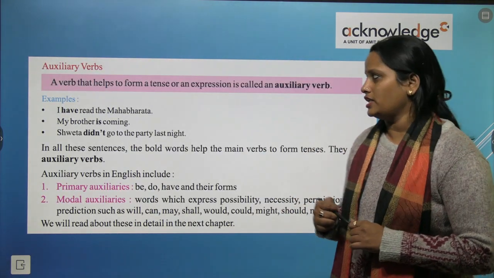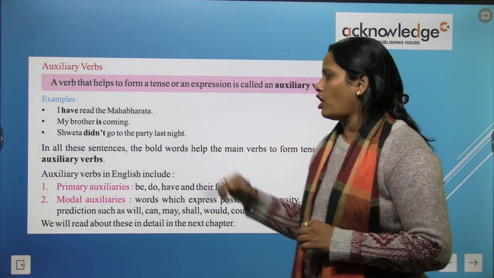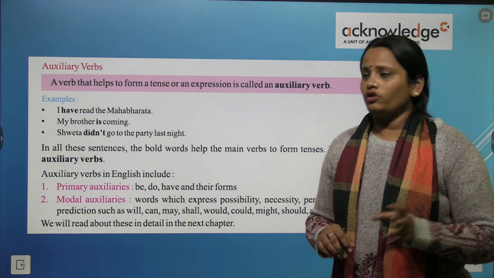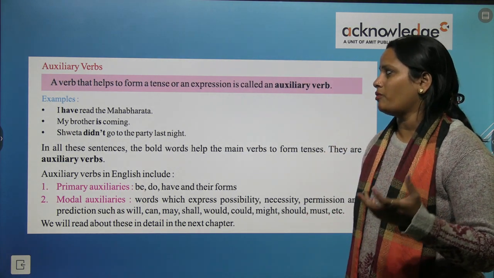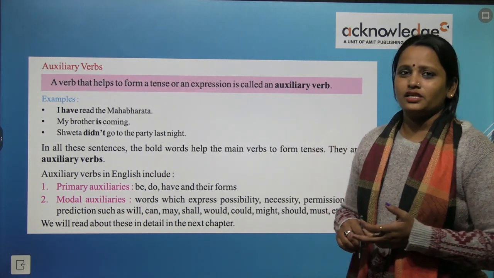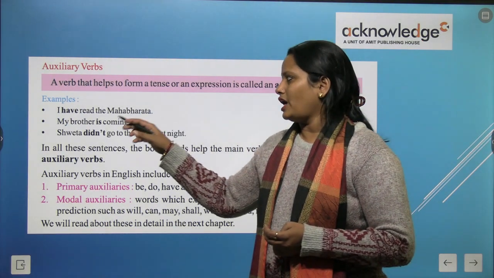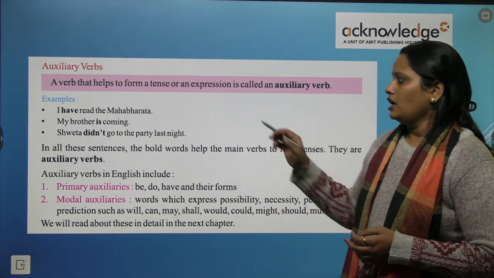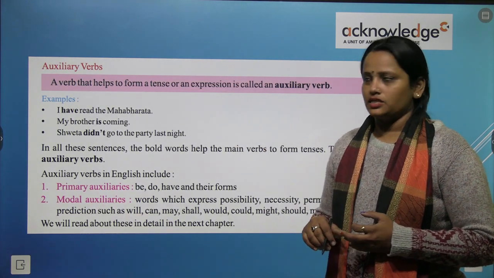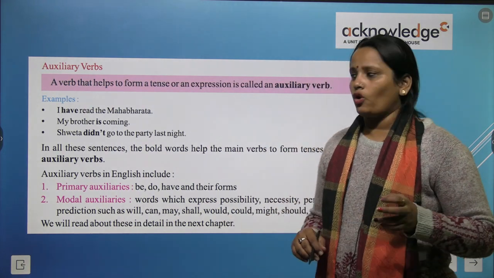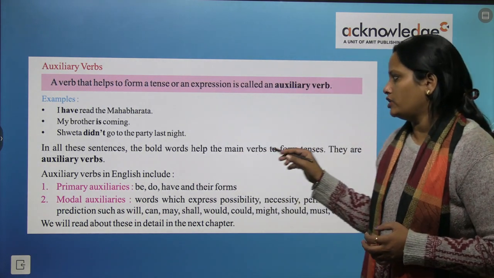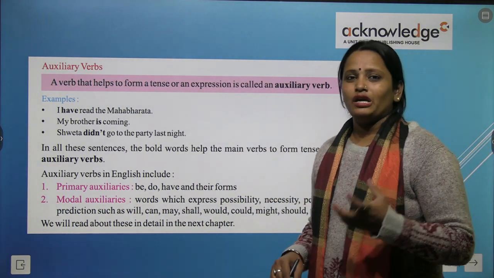Next comes the auxiliary verbs. A verb that helps to form a tense or an expression is called an auxiliary verb. So the verb that helps to form a tense or an expression is called an auxiliary verb. For example, I have read the Mahabharata. My brother is coming. Shweta didn't go to the party last night. In these, have, is and didn't are auxiliary verbs, meaning helping verbs. In all these sentences the bold words help the main verb. So what are they doing? They are helping the main verb.